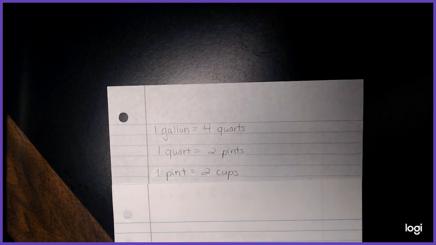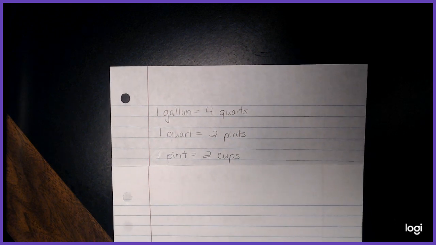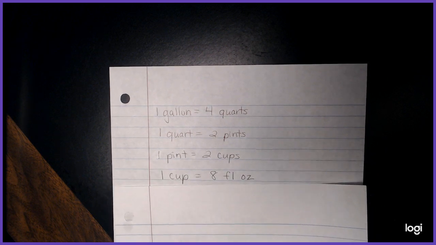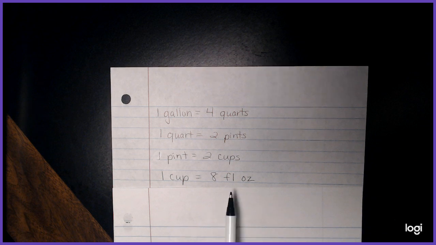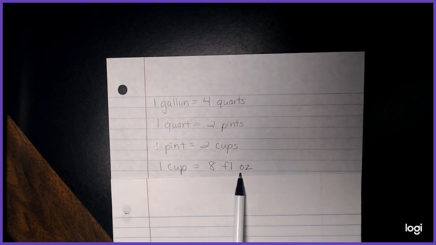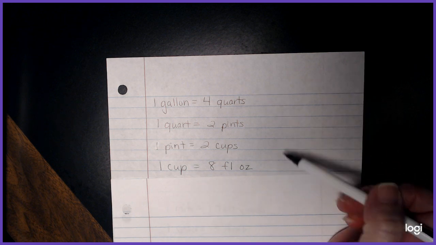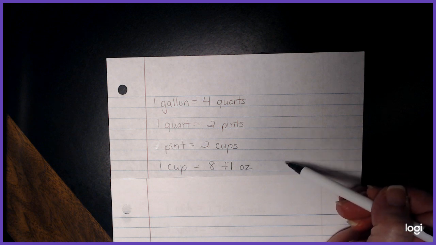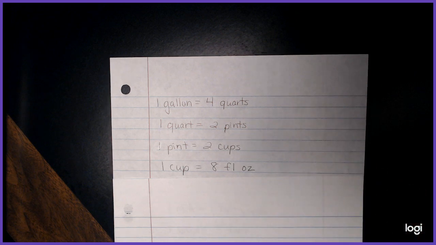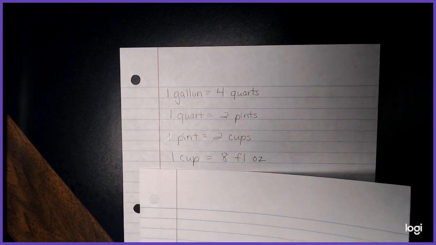Then something that we did not draw in our notes, but I'd like for you to have in your notebook for tomorrow, is that 1 cup actually equals 8 fluid ounces. These are not the ounces that we use to weigh things as measurement, but fluid ounces. So there's 8 fluid ounces inside 1 cup. Now, all of these things are what we would consider capacity, volume. They hold liquids.